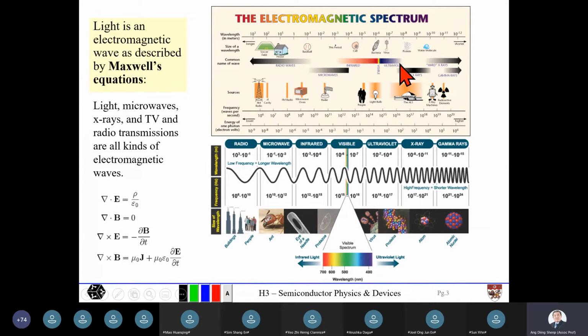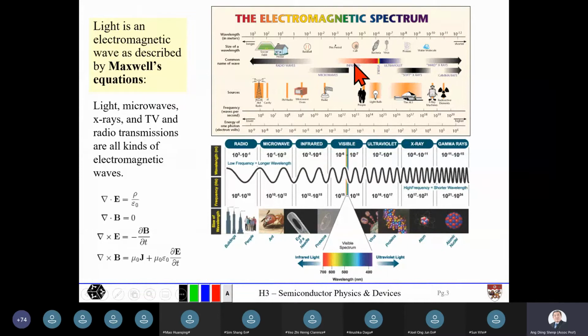And going below that again, you have X-rays, soft X-rays, and hard X-rays, which of course are invisible to the human eye. Gamma rays as well. So this is the electromagnetic spectrum. It's a very, very huge spectrum, very broad spectrum. And for optoelectronic devices, we are concerned with the visible range as well as its neighbors, the infrared and the ultraviolet.